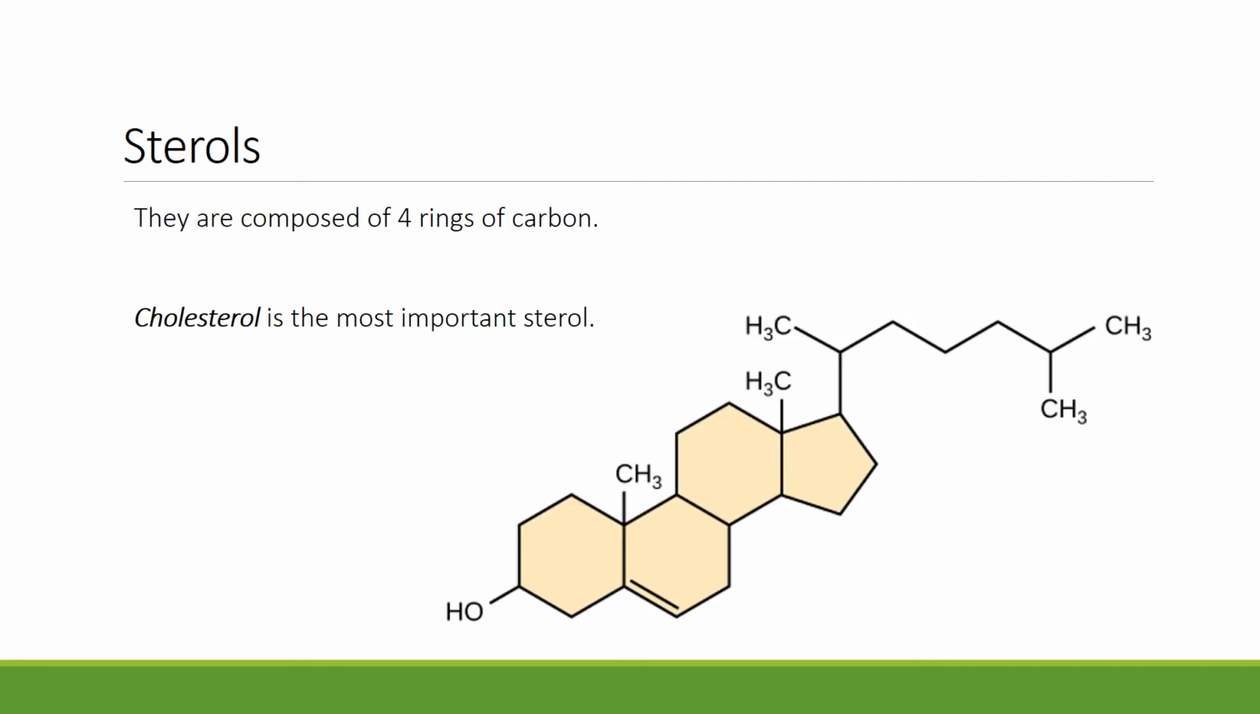The last group of lipids are the sterols. They are composed of 4 rings of carbon instead of being long chains of carbon as the other molecules we've looked at so far. Cholesterol is the most important sterol and is the basis of many hormones.